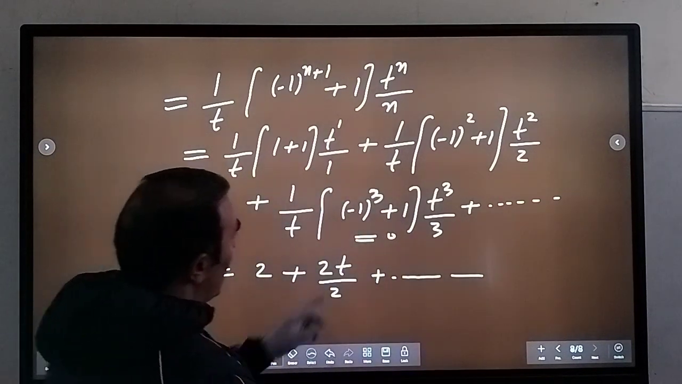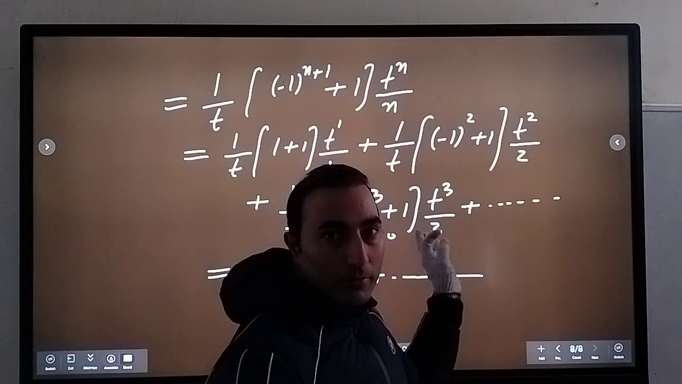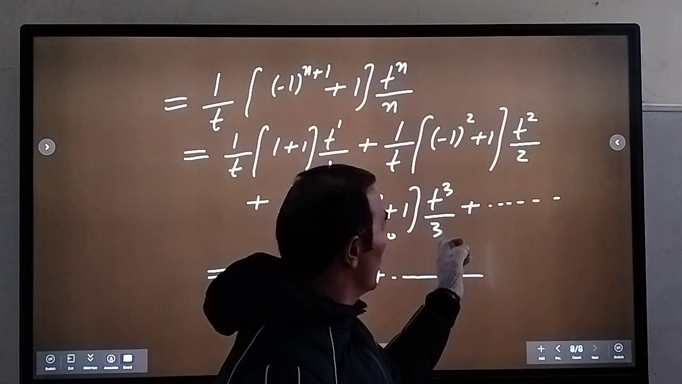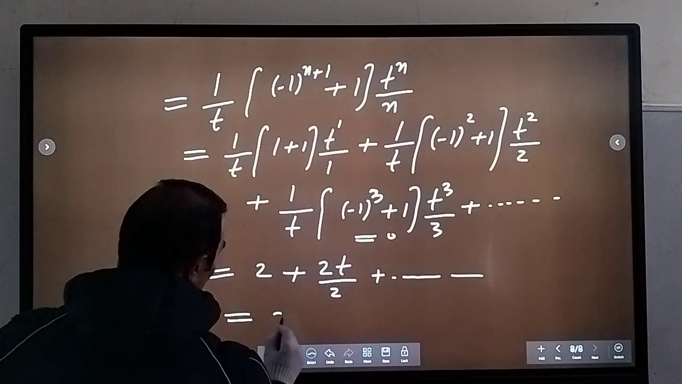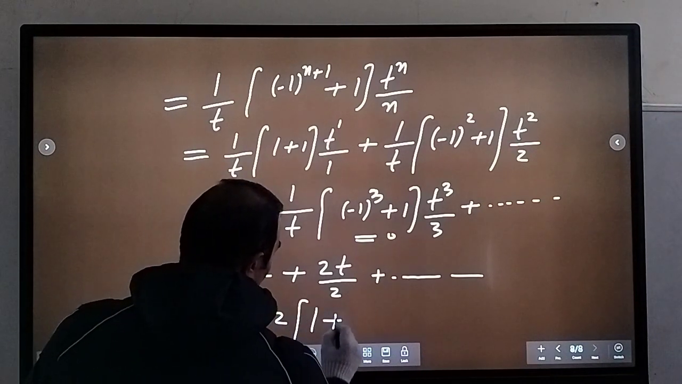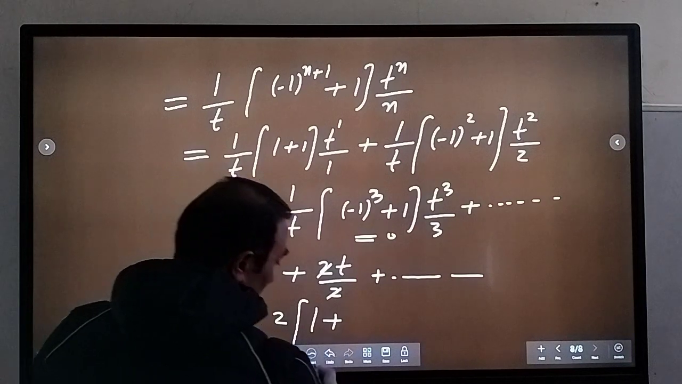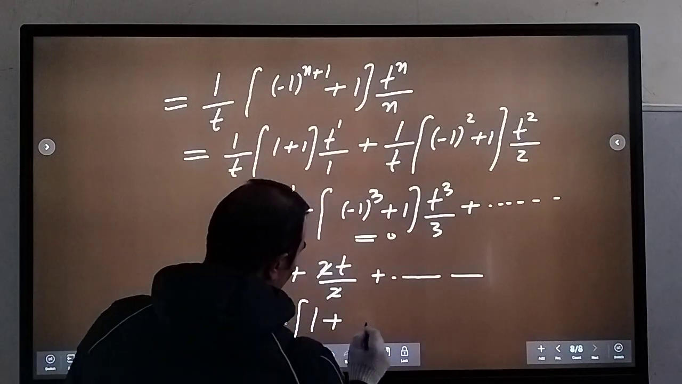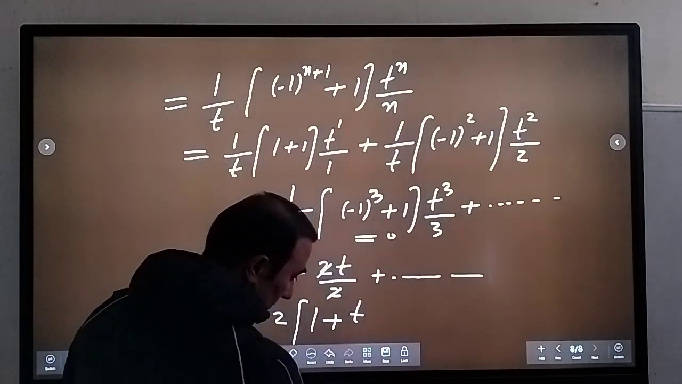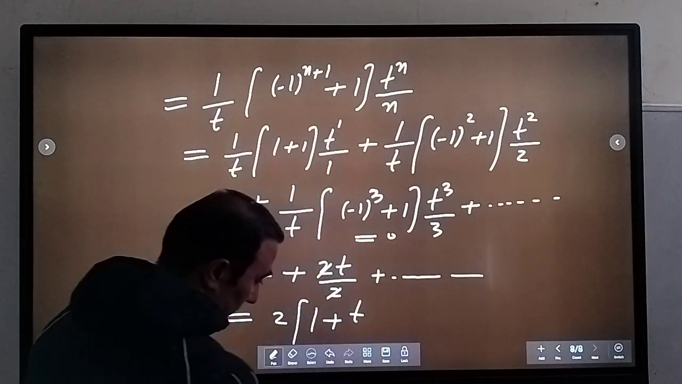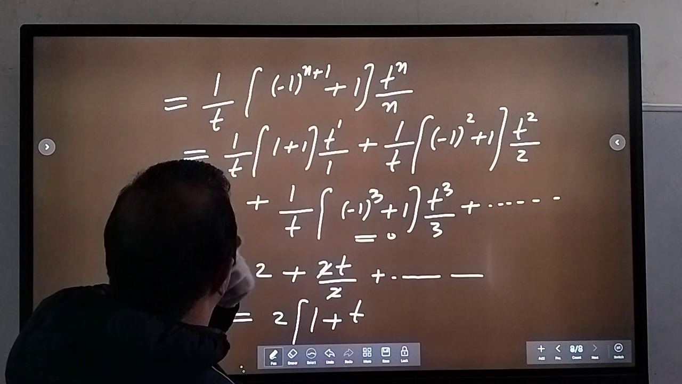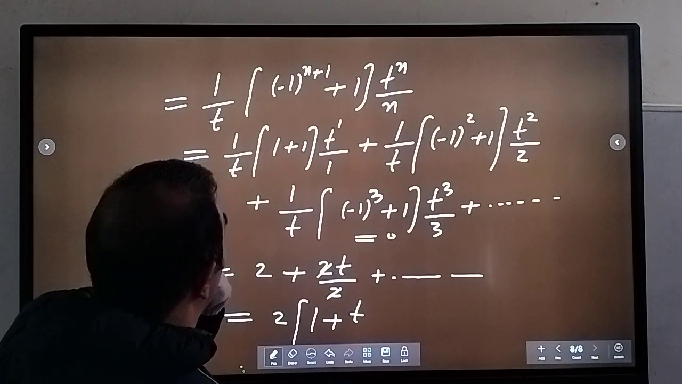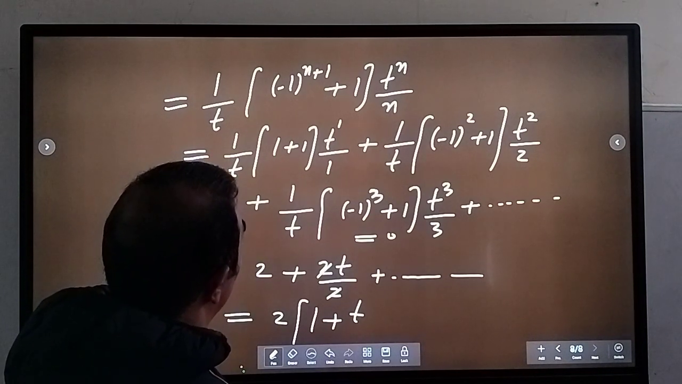Okay, because when you put that n equal to 3, so this minus 1 raised power 4, this will be t raised power 4 divided by 4, right? So that means now if you take that 2 common, inside will be 1 plus, because this 2 and 2 will cancel, we have 2, so that 2 we need to divide here, and this will be t. I did a mistake, minus 1 raised power 0 minus 1 is 2.